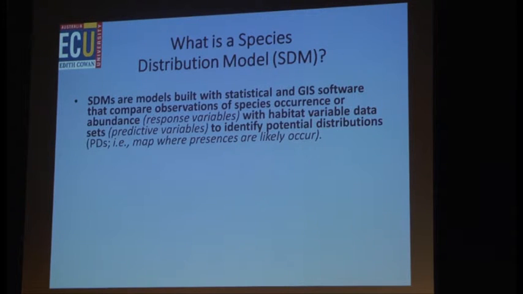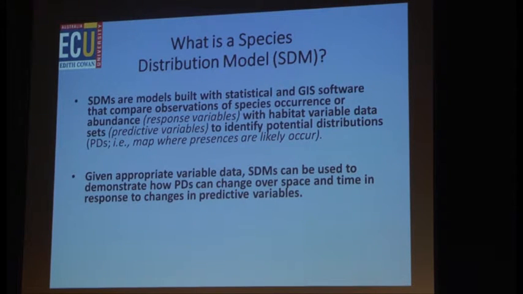Okay, what is a species distribution model? These are statistical and GIS-based software models that compare observations of species occurrence and abundance with habitat variable data sets. Basically, it's looking at where they are and those factors, those variables that help define where they are. Could be something like topography, climate, soils, that sort of data set you combine to identify potential distributions. That is where species and communities might be persisting.